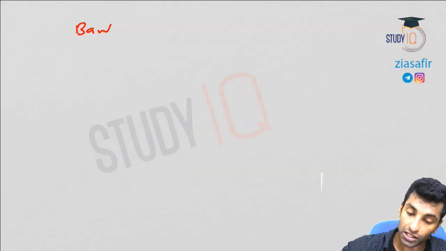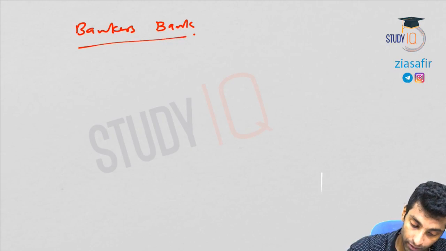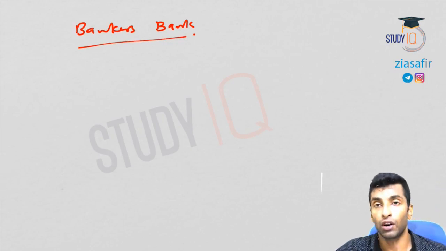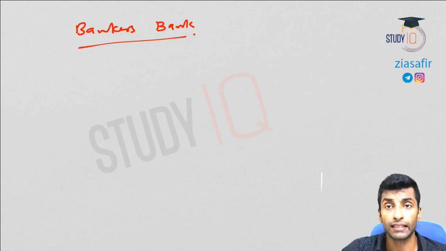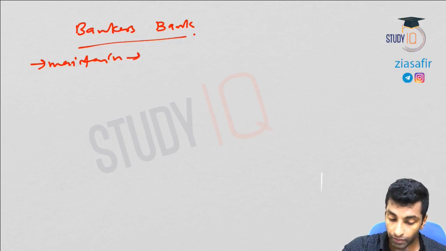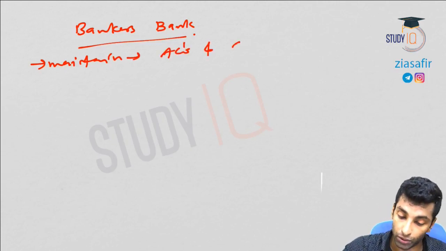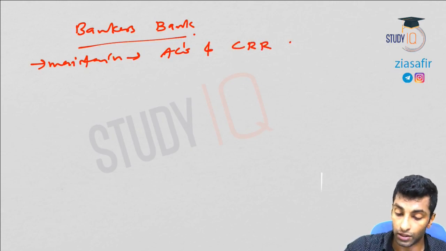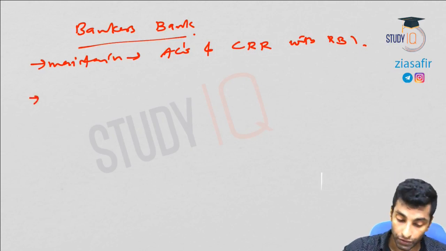Okay. Now, next function, Bankers Bank. So as I have discussed with you, government's bank, so government has to keep account with RBI. Similarly, all the banks have to keep account with RBI. So banks maintain accounts and reserves with RBI, in terms of CRR, etc. So this is one of the functions.